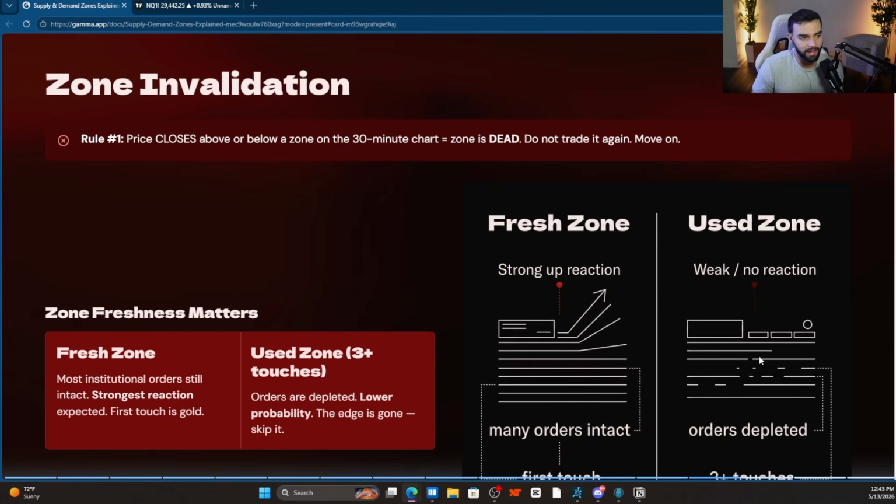Zone invalidation. A lot of people struggle with zones and invalidating the zones, but if the price closes above or below the zone on a 30-minute chart, for me, the zone is dead. I'm not going to trade it again. I'm going to move on.